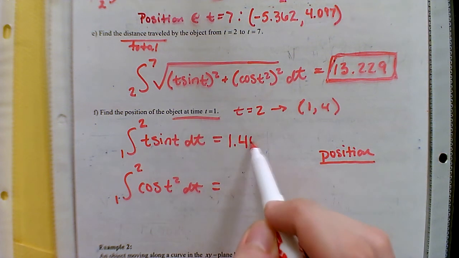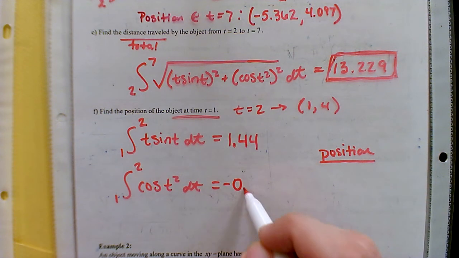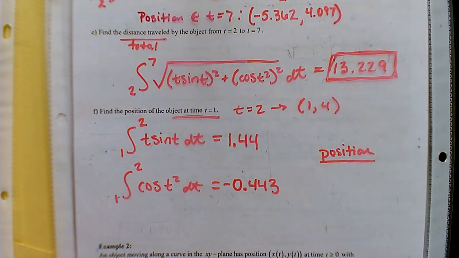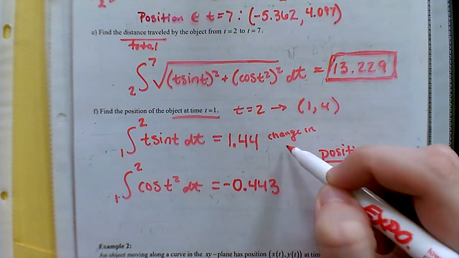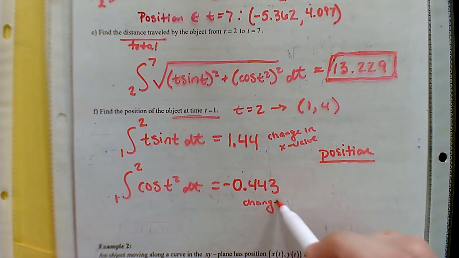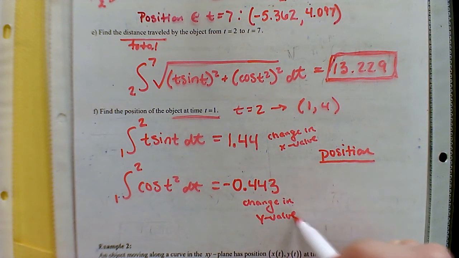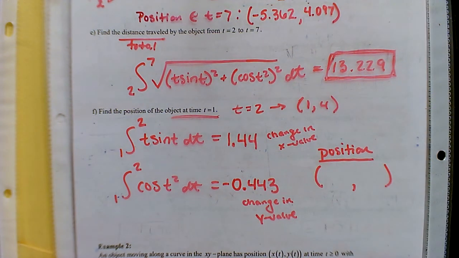Let's see, can we get 1.44? And the other one is negative 0.443. Do those check out? Okay, so let's think about this. This is your change in x value, and this is your change in y value. How can we figure out this position at time 1?